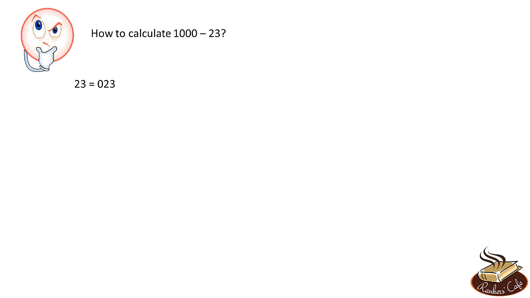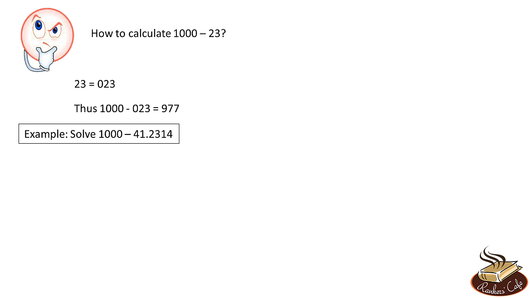Let's find the complement of 023. 9 minus 0 gives us 9. 9 minus 2 gives us 7. And as the rightmost non-zero digit is 3, 10 minus 3 gives us 7. So the answer is 977.